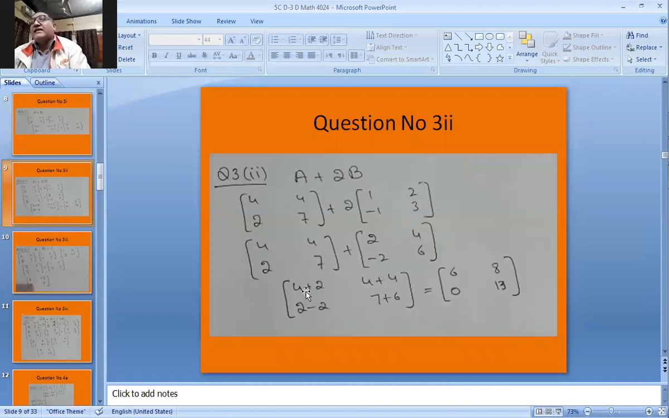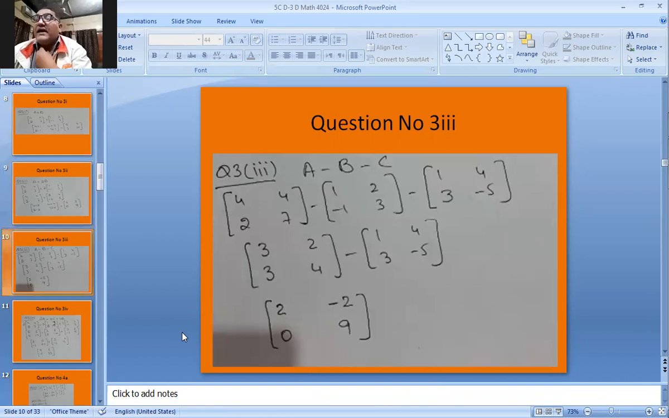When you add them, it will be 4 plus 2, 4 plus 4, 2 plus minus 2, which is 2 minus 2, and 7 plus 6, that will be 13. So 4 plus 2 is 6, 4 plus 4 is 8, and 2 minus 2 is 0. 7 plus 6 is 13. So this is how you will do question number 3, and it's the second part.